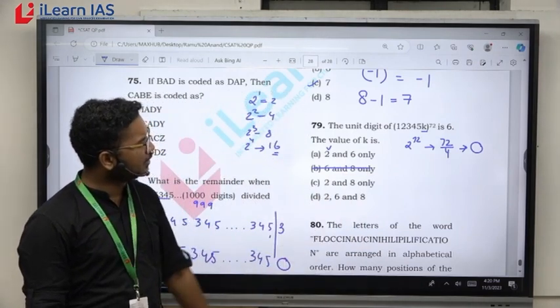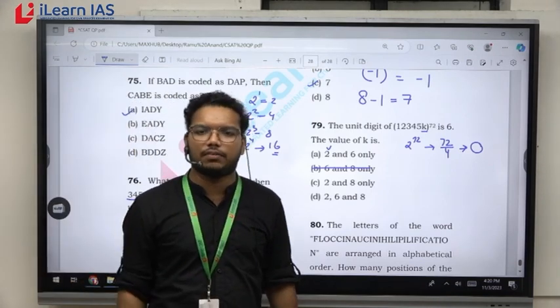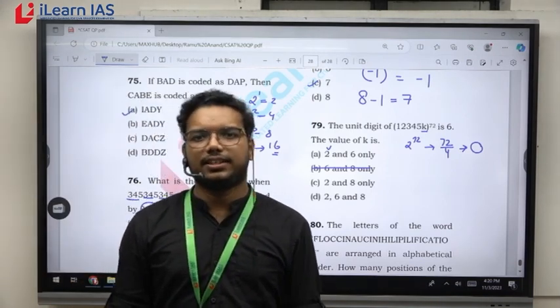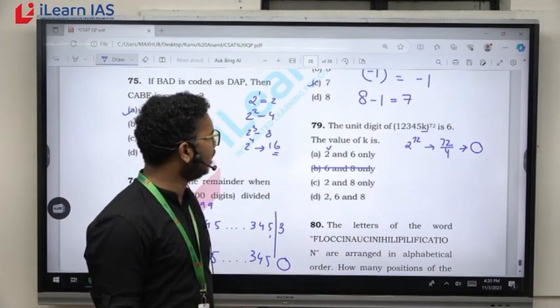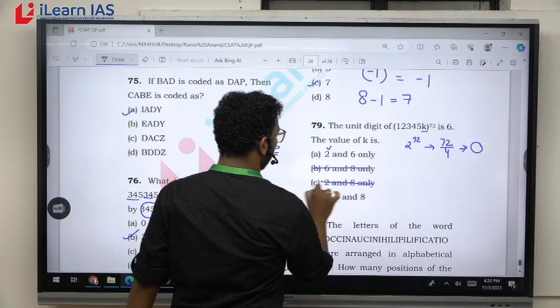Let's take the case of 6. What is the speciality of 6? 6 raised to any number will end with 6. So 6 can come too, and option B is cut.